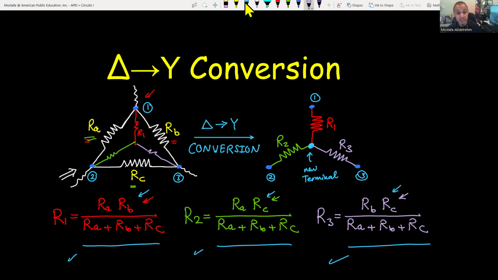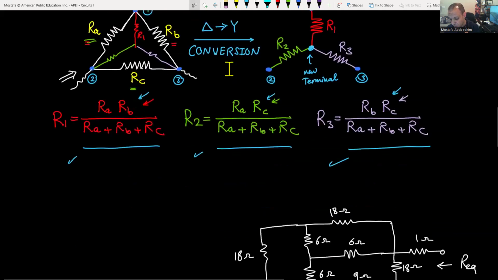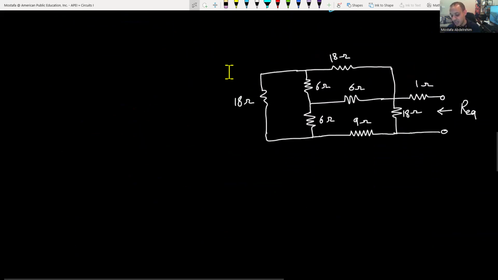Let's have an example to see how beautiful and how strong this concept is, and to make your problem so easy to solve. So in that circuit here, it asks you to find the R equivalent between this terminal and this terminal. And believe me, it is so hard. If you don't know how to convert from delta to Y or from Y to delta, it's extremely hard. Maybe unsolvable, actually. So I'll give you the key to solve it.